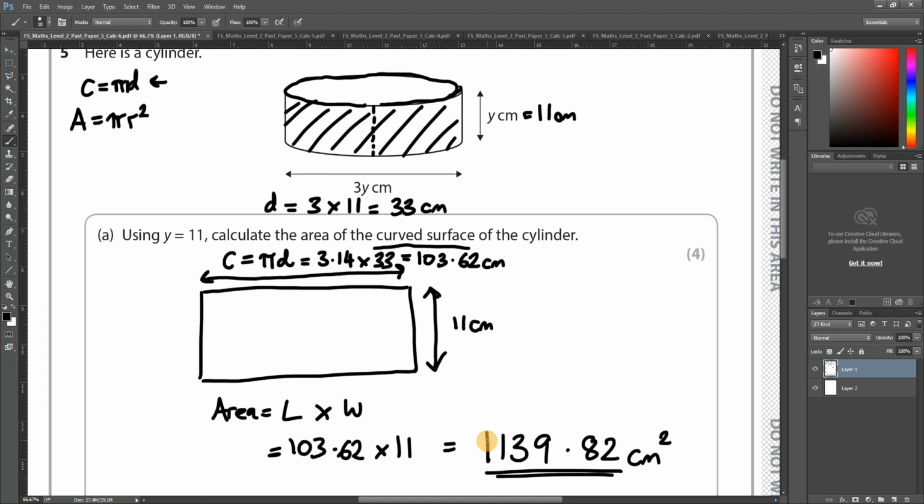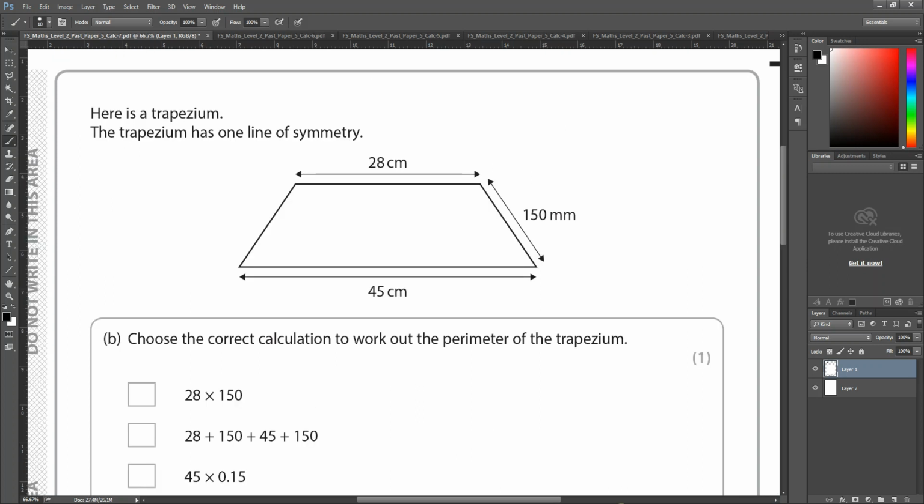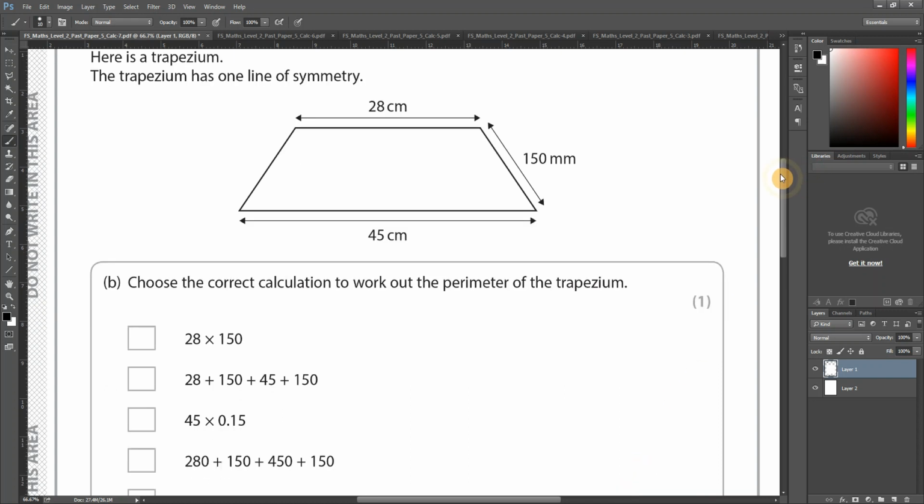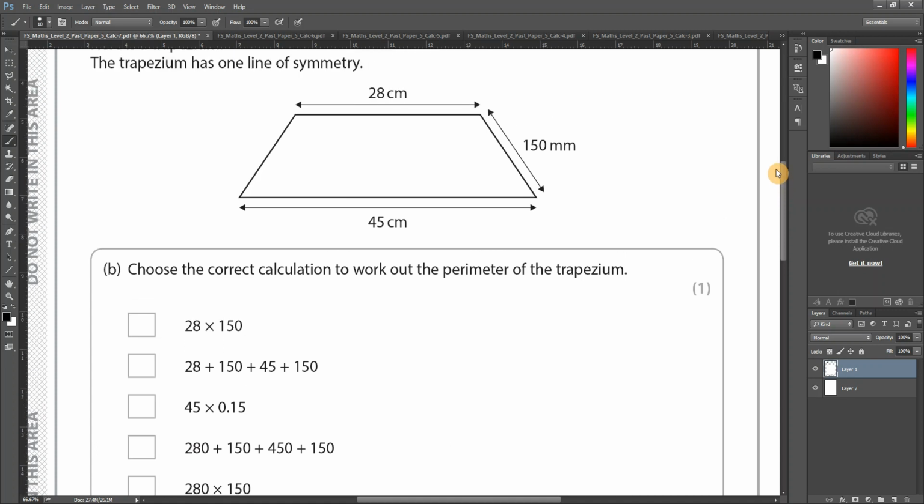So yeah, a bit of a tricky question, but do practice these types of questions if you're struggling with circles. But that's part A done. Part B says, here is a trapezium. The trapezium has one line of symmetry. Choose the correct calculation to work out the perimeter of the trapezium. Ooh, for 1 mark. Okay.